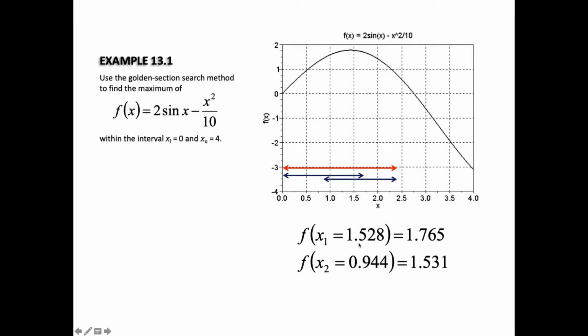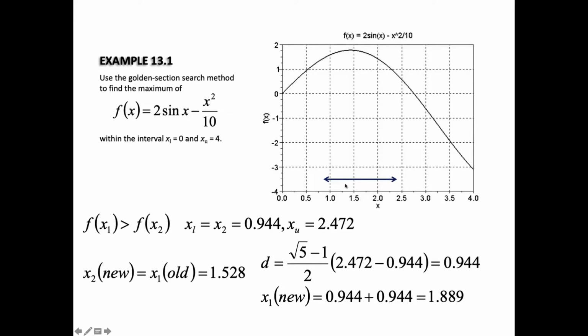In this case, f of x1 is equal to 1.765 and f of x2 is equal to 1.531. So we see that f of x1 is greater than f of x2. So f of x1, which is somewhere here, is greater than f of x2. This means that we have to eliminate this interval here. And what that implies is that we replace xl with the value x2, 0.944. We are then left with this interval.